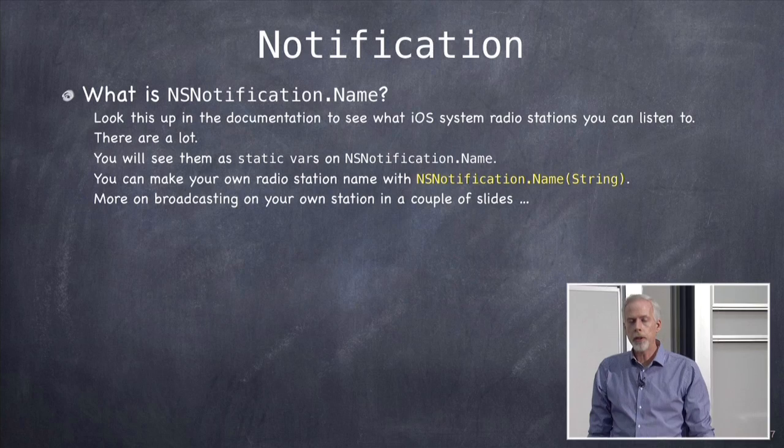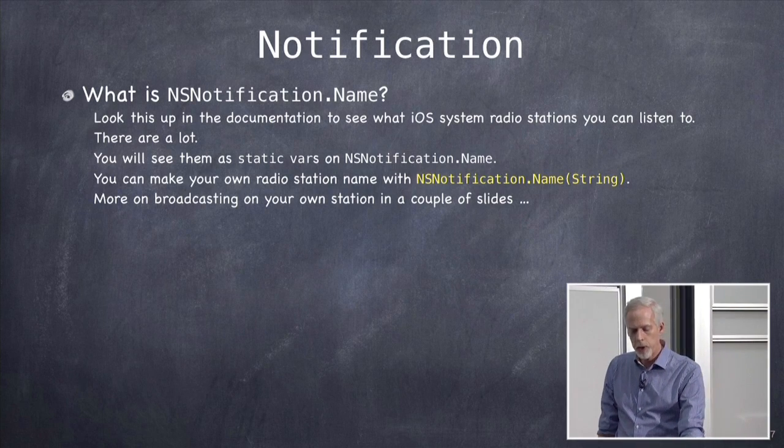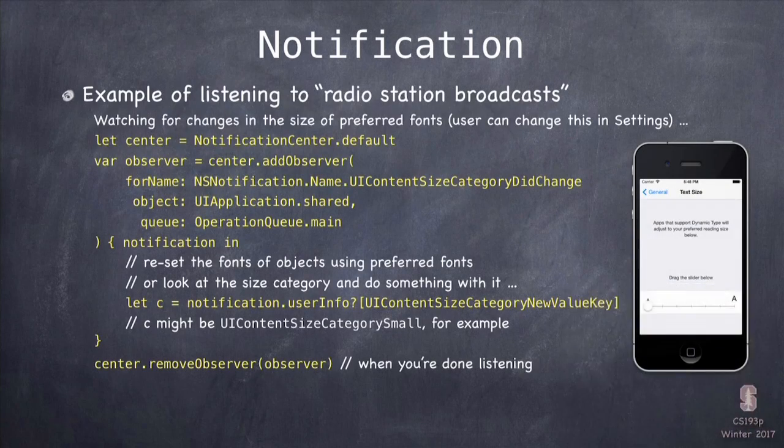Okay, so I'll talk about broadcasting in a second, but first I want to show you an example of listening. So here's a system radio station called UIContentSizeCategory.didChange. You see it there under the name. If you go into your Settings app on your phone and go under Accessibility, you'll see that there is a text size setting, looks like the thing on the right there, where you can set the size of your text. So when you get old, like me, you can make the text a little bit bigger and still see without having any reading glasses. When you're young you can make it really small so you can get more text on screen.